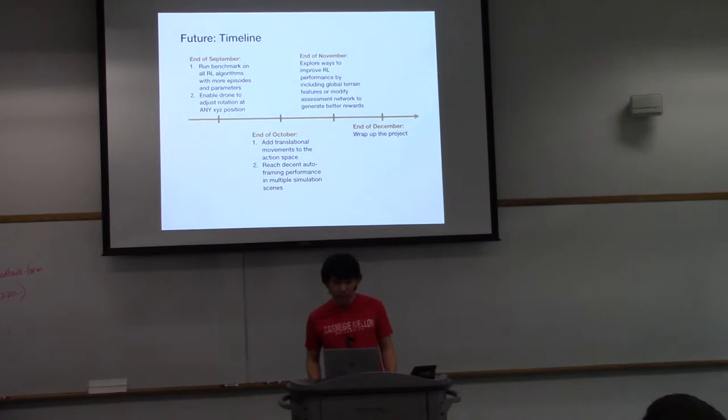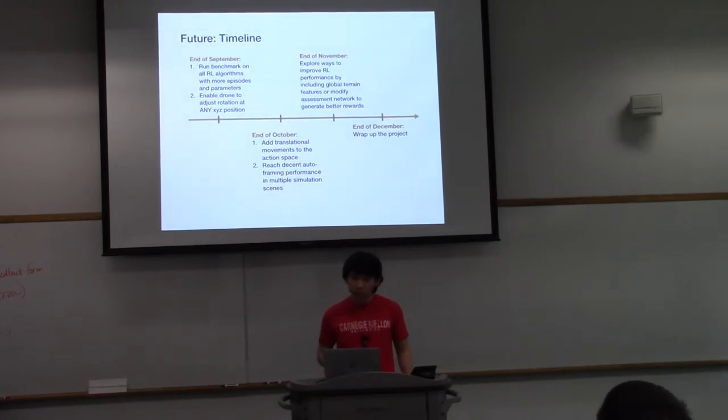So for the future timeline, by the end of September, I want to run more benchmarks on the RL algorithms with more episodes and more careful parameter tuning. I didn't really do any parameter tuning for now. I also want to enable the drone to adjust rotation at any XY position, not just a fixed one. And then by the end of October, I want to add some translational movement to the action space. I also want to test in multiple simulations, not just this one landscape, maybe some cityscape and other environments.